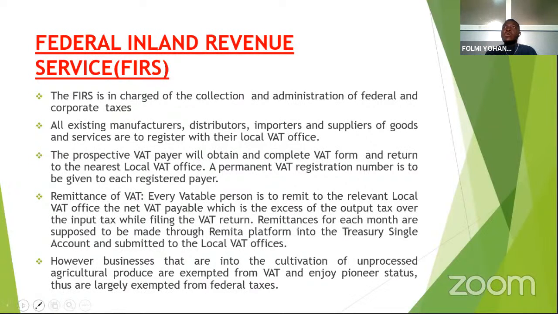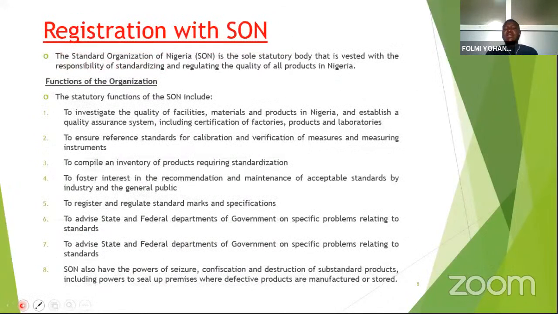Even though not all products are vatable, by virtue of the Finance Act of 2019, you get to see some of the products that are not vatable. For example, cultivation of unprocessed agricultural produce is exempted from VAT and enjoys pioneer status, and is thus largely exempted from federal taxes. So VAT is very important if you are doing any business. If you are offering products for sale or services to people, you need to register with the FIRS. You obtain your VAT registration number, which is given to you for the purpose of remitting each time to the local VAT office.